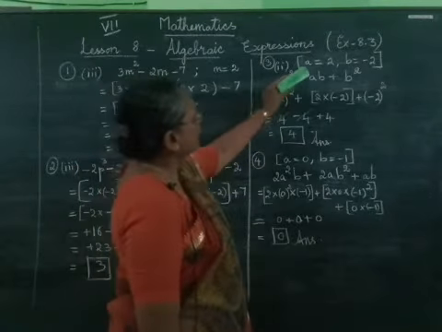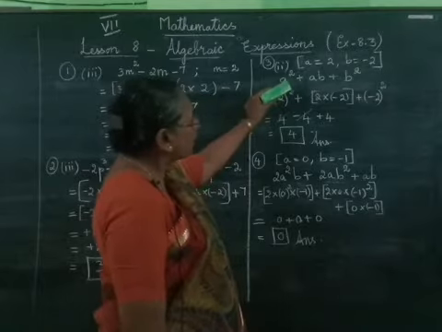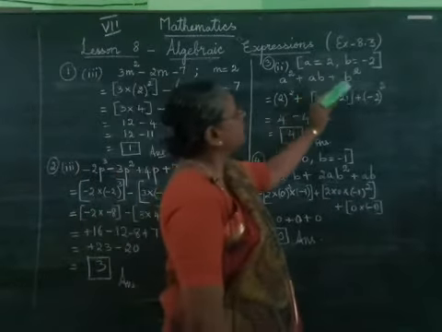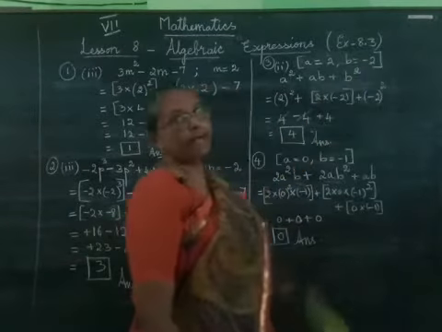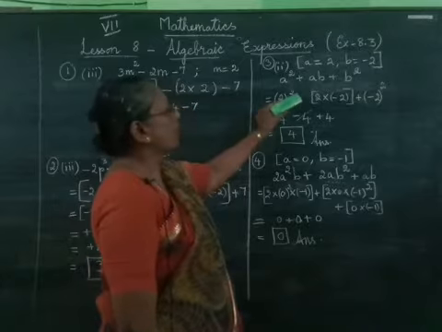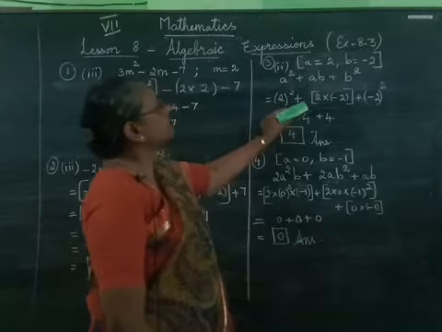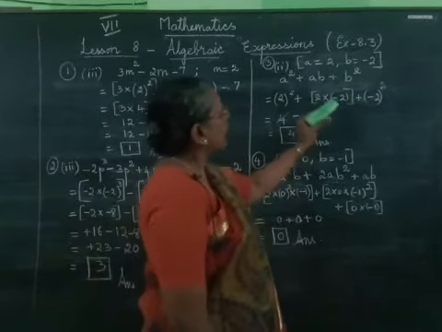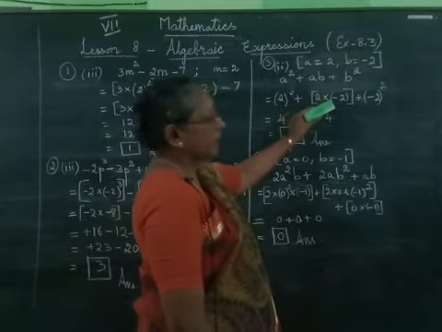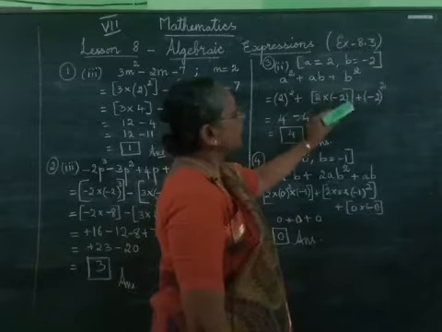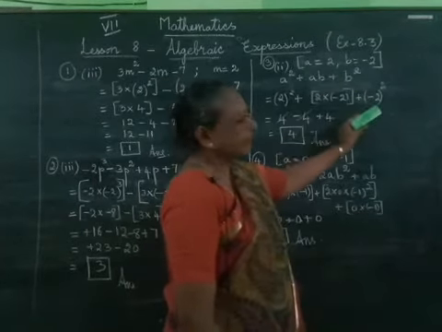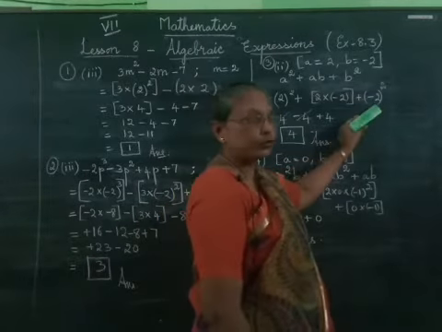So for A we have to put value 2, and for B, wherever B is coming, we have to put value minus 2. So A square, which is 2 whole square, plus, then within brackets I have put A into B, that is 2 multiplied with, in place of B, minus 2. Then plus, in place of B, minus 2, and then whole square.